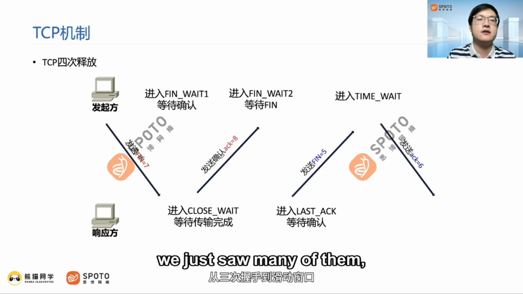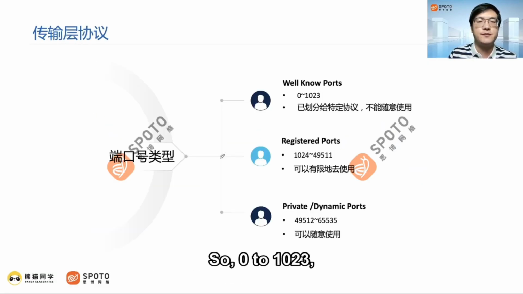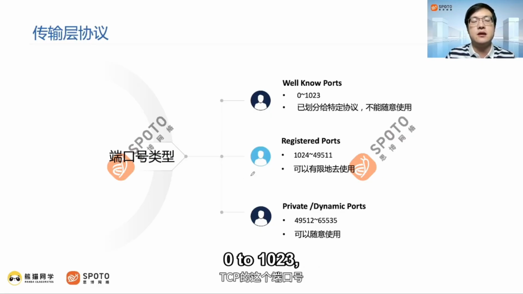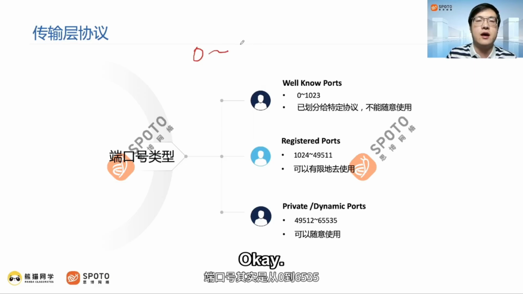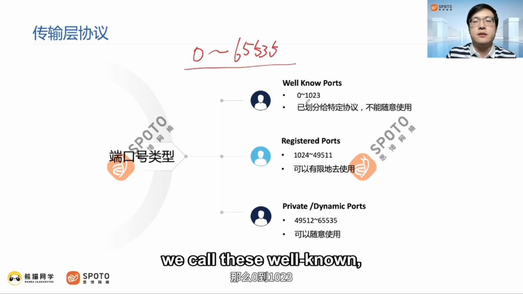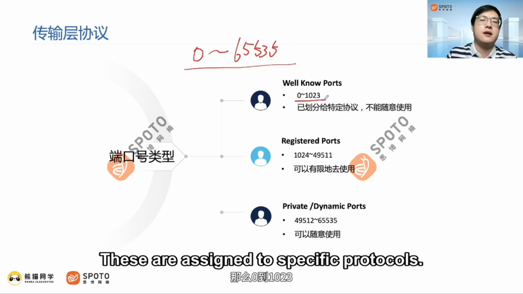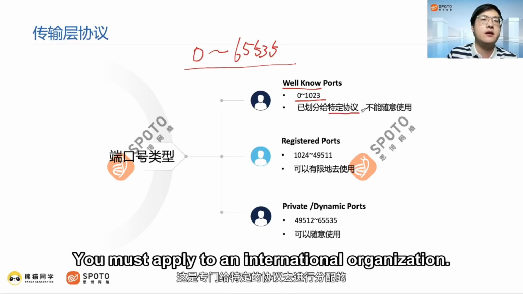Now, TCP, we just saw many port numbers, right? Port numbers actually range over such a range. So, 0 to 1023, we call these well-known ports. These are assigned to specific protocols. You cannot use them. If you develop a new protocol, you cannot misuse them, you must apply for one.